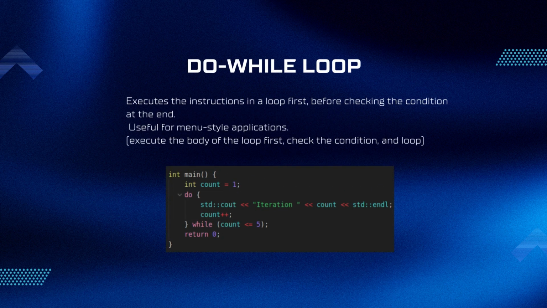Do-while loops execute the instructions in a loop first before checking the condition at the end. It's often useful for menu-style applications. Here's an example of a do-while loop. It executes the body of the loop first, checks the while condition, and loops if the while statement is true.